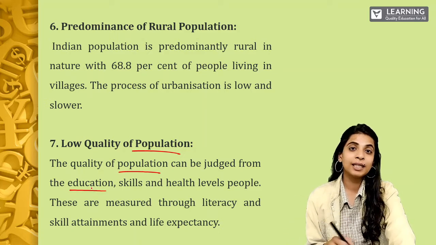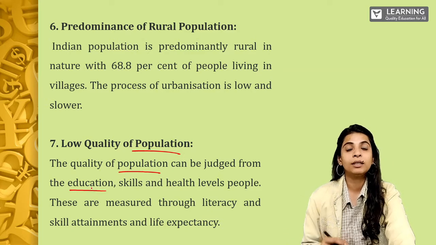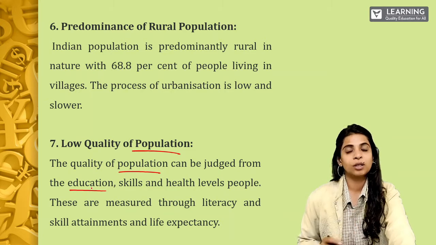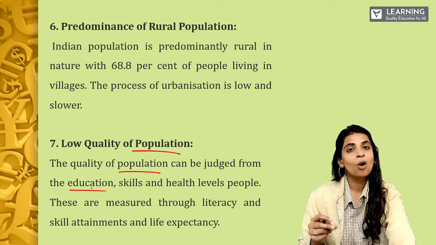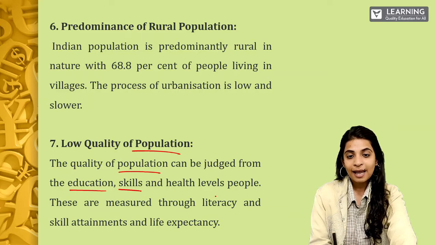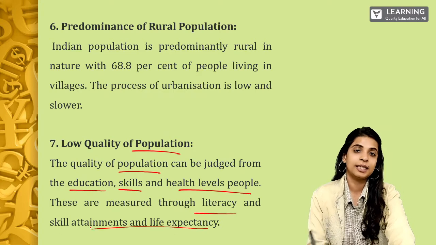So you have to see the quality of the population, how many people are educated, how many people are skillful, and how many people are an asset to the country. Are they human resource, or they are just the dependent population? All right. So skill, health levels of the people. So these are measured through literacy and skill attainments of life expectancy.